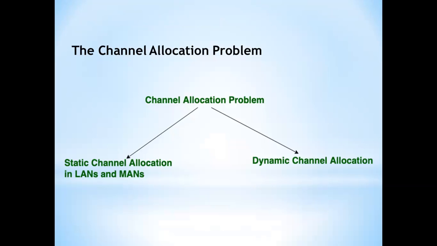Next is the channel allocation problem. In the broadcast network, the single communication channel is to be allocated to one transmitting user at a time. The other users connected to this medium should wait. This is called channel allocation. There are two different schemes used for channel allocation. First is static channel allocation in LANs and MANs. Second is dynamic channel allocation.